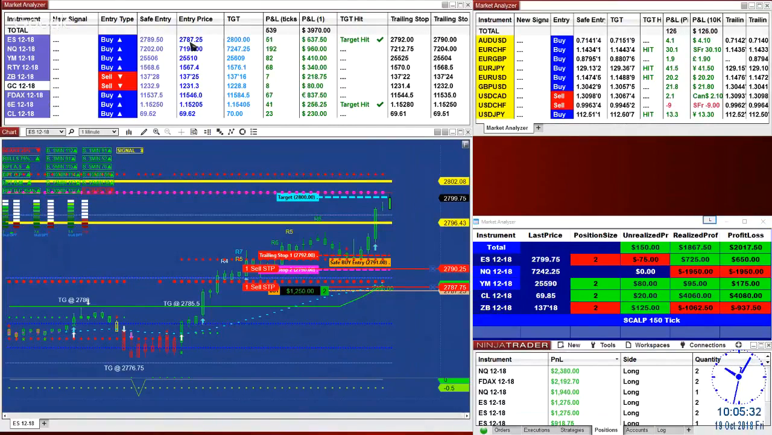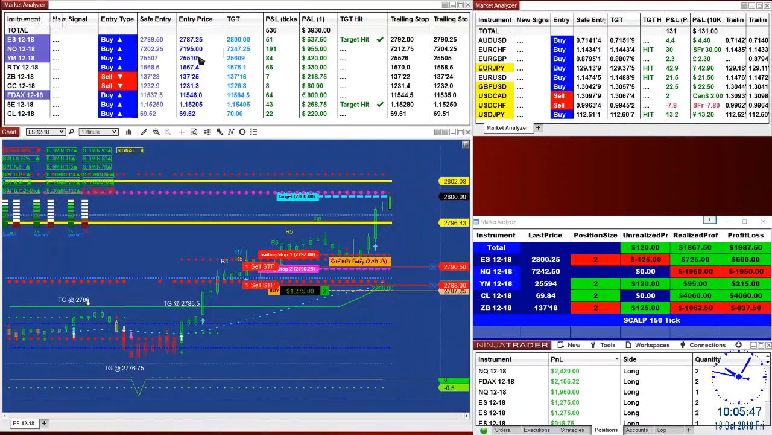As an example, we have an entry price of 2787.25, and the target is 2800. We just hit the target, and it shows it hit the target. And then we got 52 ticks on this one here.